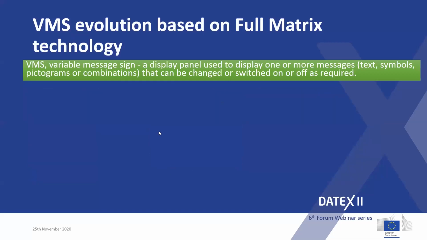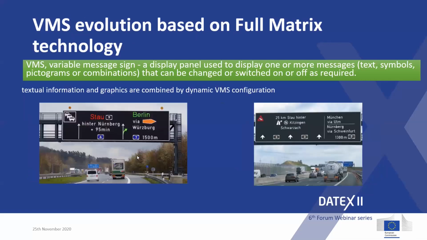The trend is the VMS evolution based on full matrix technology, which allows a total full matrix pattern which may be managed totally dynamically with pictogram or textual information in any combination. These are two examples of the German usage of this kind of VMS.